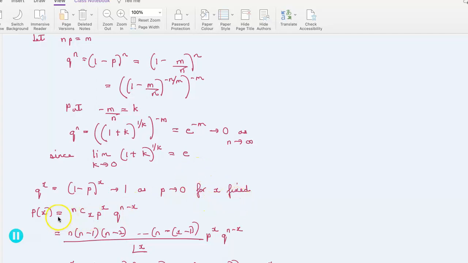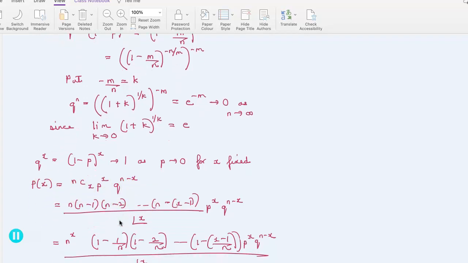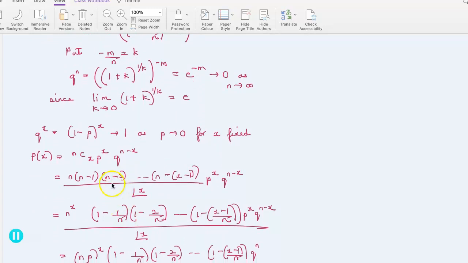So px is nCx p raised to x q raised to n minus x. What is this? This is the probability distribution for a binomial distribution. And nCx is n into n minus 1 into n minus 2 up to n minus x plus 1 by x factorial, p raised to x into q raised to n minus x. Now what are we going to do here? I'm taking out n from each term.